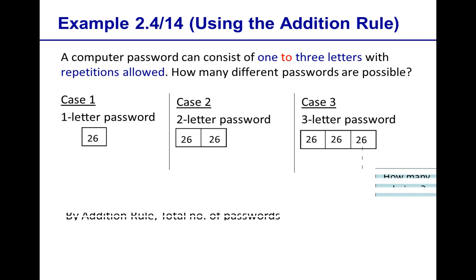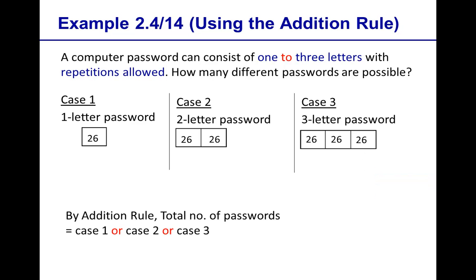By the addition rule, the number of cases would be case 1 or case 2 or case 3. Since the keyword is or, we add up the cases: 26 plus 26 squared plus 26 cubed, to get 18,278.